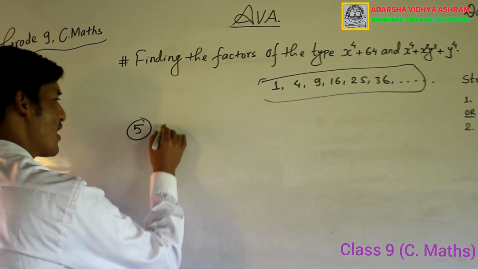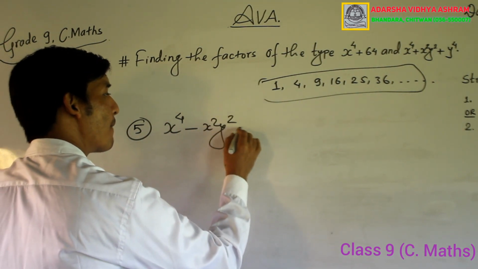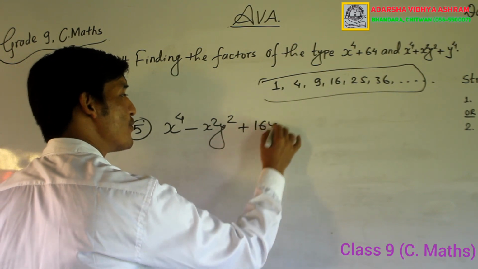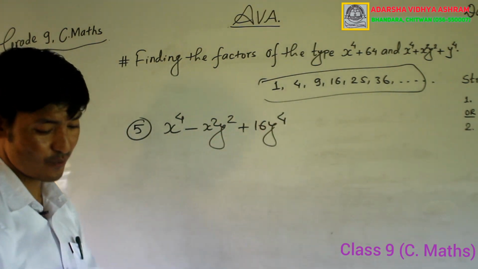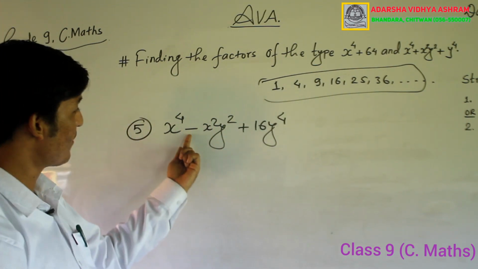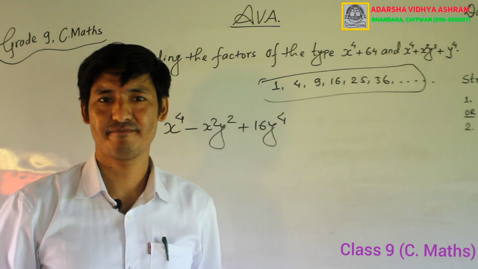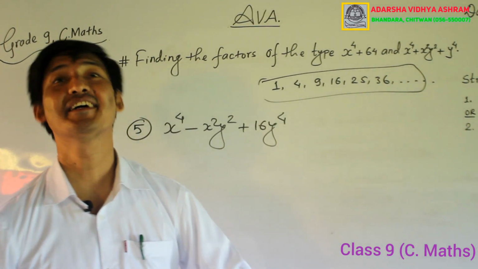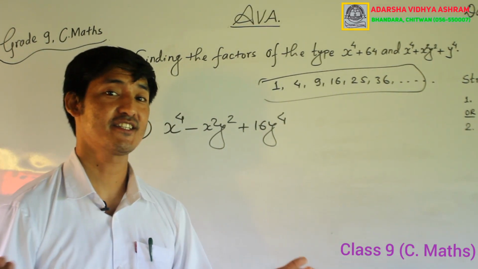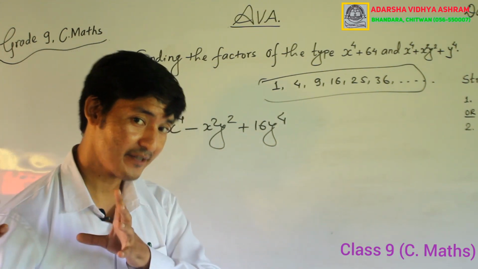Last question for us: x to the power 4 minus x square y square plus 16y to the power 4. I have written one question. Okay, you can see here, having minus here, then what happens? Oh, minus 2ab maybe. Is it? Maybe or may not be. This we can understand in a single step when we write it.